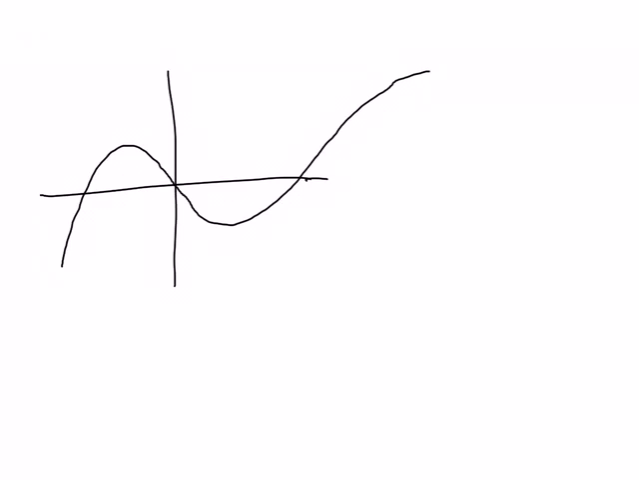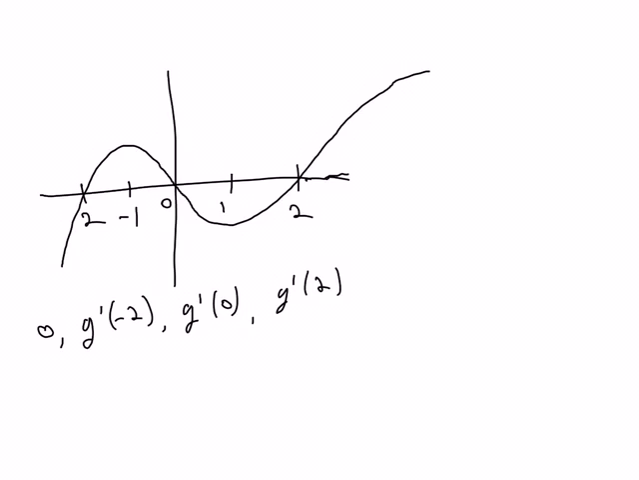So now I'm going to do problem 17, and it requires me to draw a picture. So we have a function that goes something like this, then down, up, and then like that. So this is -2, -1, 0, 1, 2, and so on. And we are given g prime of -2, g prime of 0, g prime of 2, and g prime of 4. And we are asked to put these numbers in increasing order.